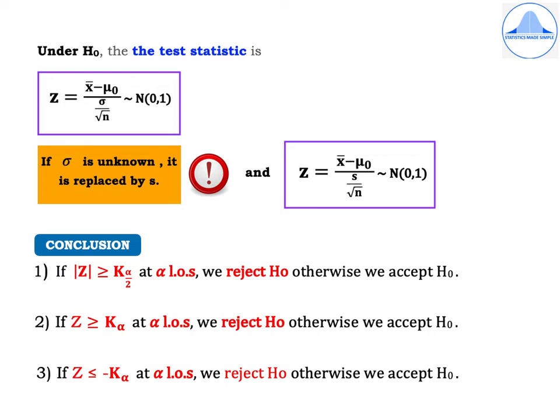Now observe the denominator of this test statistic, which is sigma by root n, and this is nothing but the standard error. Now in many cases sigma will be unknown and it won't be given to us in the problem. In that case we have to replace sigma by small s, and in that case the formula is going to change to z equal to x bar minus mu naught divided by s by root n, which follows normal 0, 1.